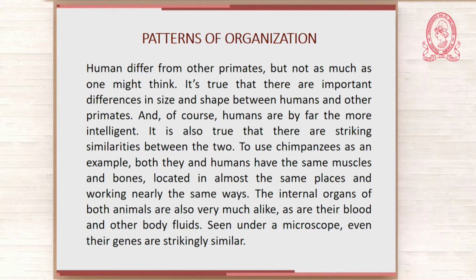It is also true that there are striking similarities between the two. To use chimpanzees as an example, both they and humans have the same muscles and bones, located in almost the same places and working nearly the same ways. The internal organs of both animals are also very much alike, as are their blood and other body fluids. Seen under a microscope, even their genes are strikingly similar.